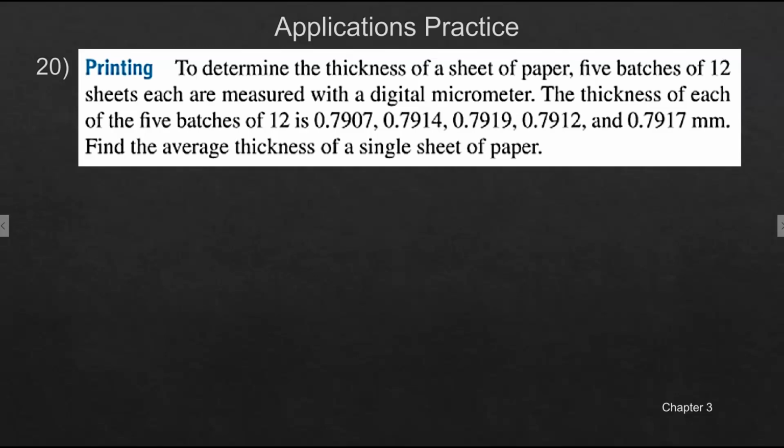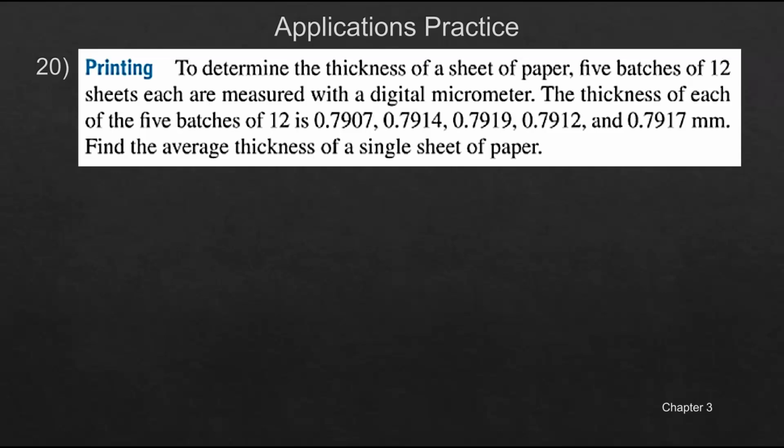Here's another application problem. To determine the thickness of a sheet of paper, 5 batches of 12 sheets each are measured with a digital micrometer. The thickness of each of the 5 batches of 12 is, I'm not going to read all those numbers to you, and it's in millimeters. Find the average thickness of a single sheet of paper.